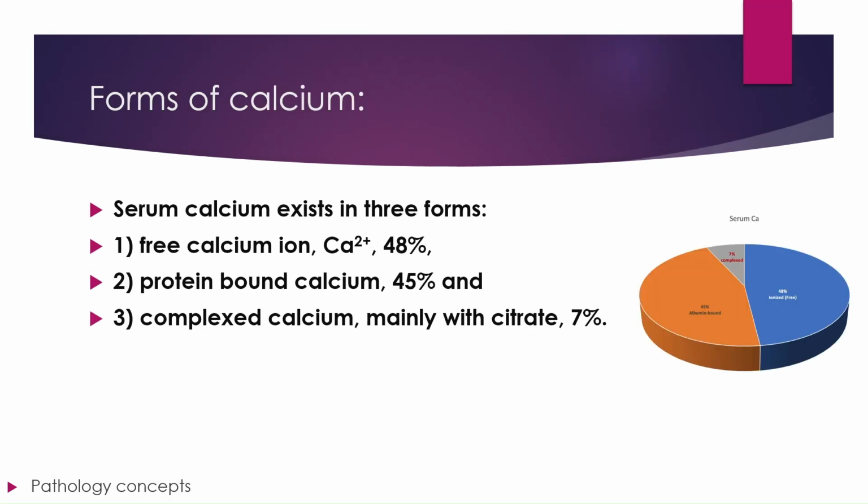Let's understand the different forms of calcium. Serum calcium exists in three distinct forms. First is free calcium ion, which is 48%. The second is protein bound calcium, which is 45%, and complexed calcium, mainly associated with citrate, which is 7%.